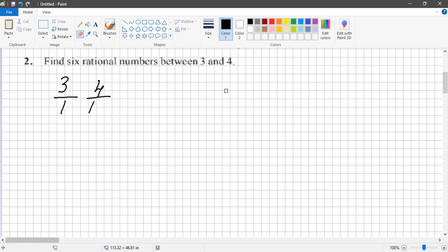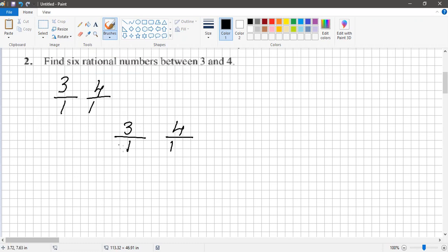So for this one, we first have to check what? We have to check whether it has like denominators, right? So 3 by 1 and 4 by 1, as you can see, it has like denominators, 1 and 1. What is our next step?